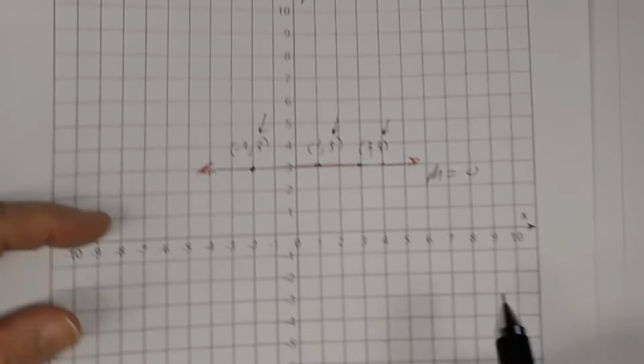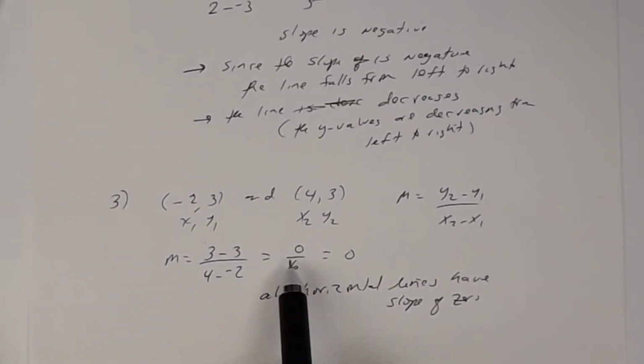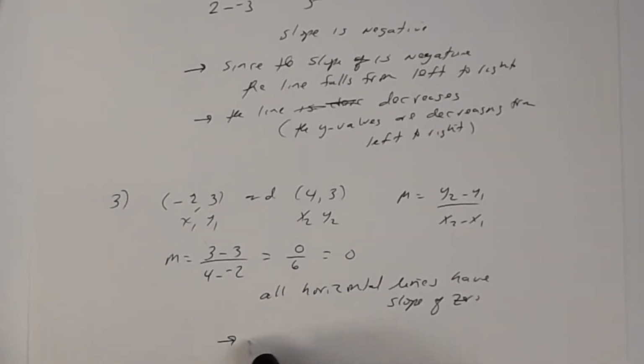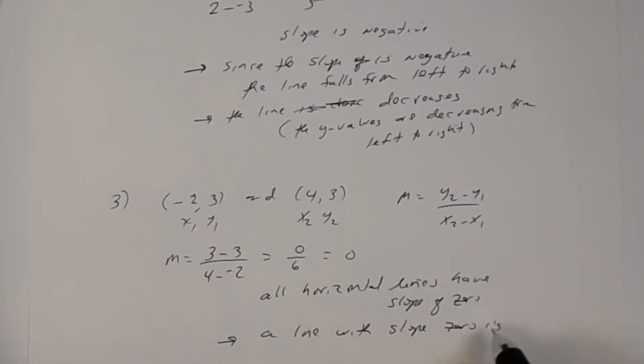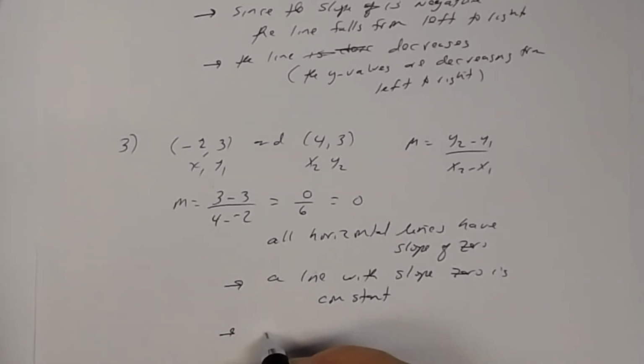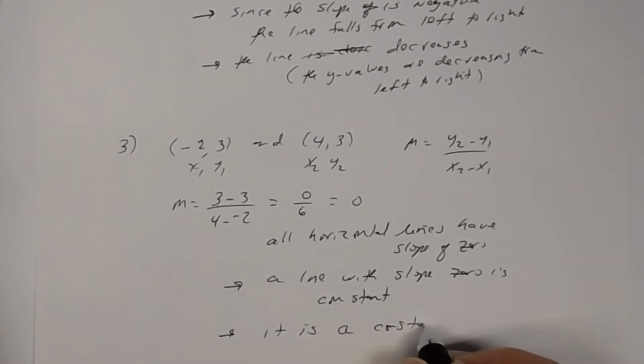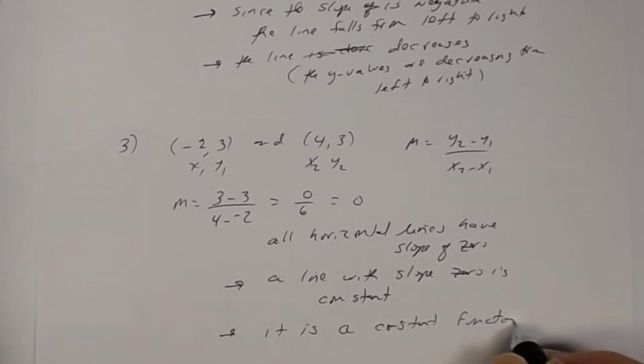So what that means is this: a horizontal line has slope 0. We also say that a line with slope 0 is constant, which means that we can also say it is a constant function.